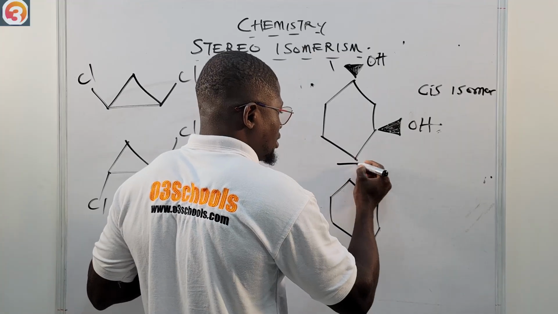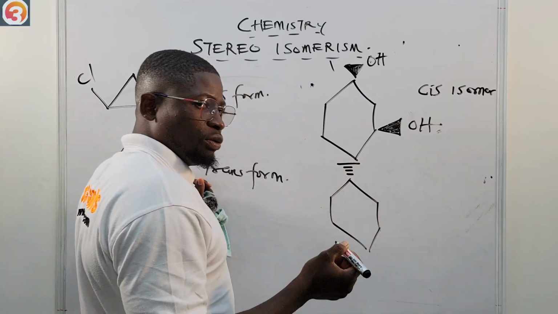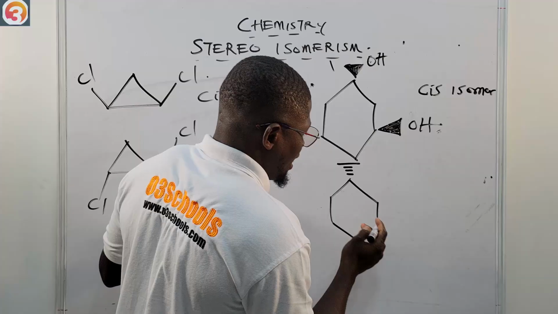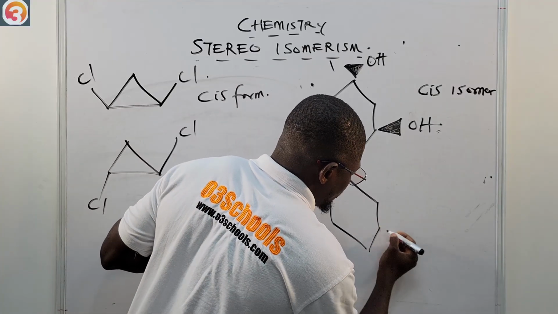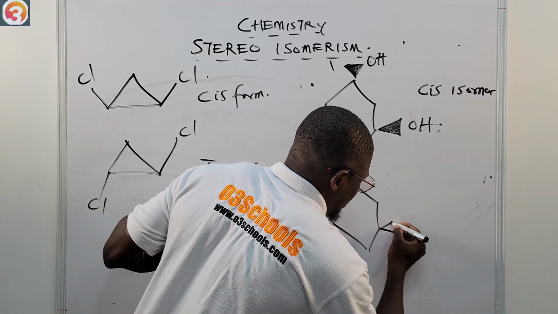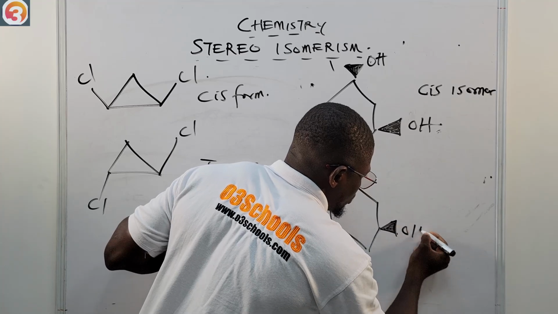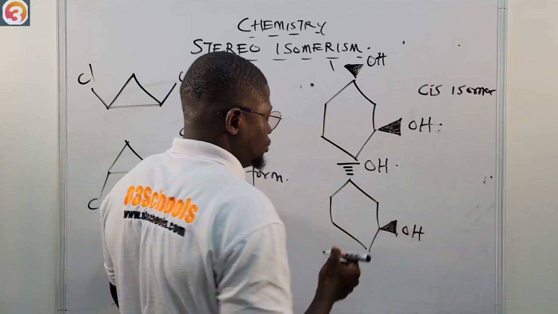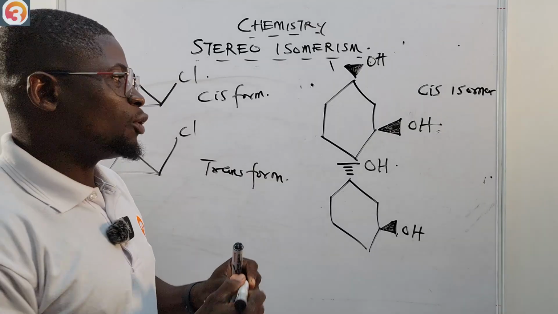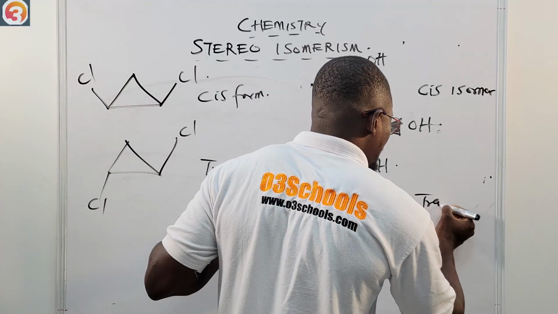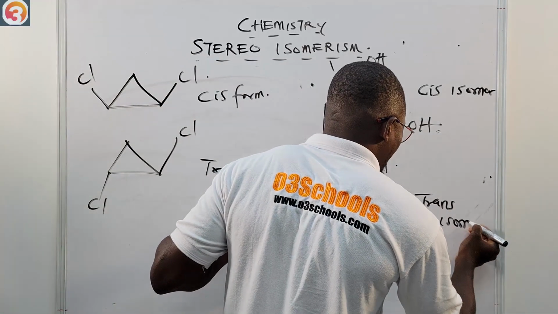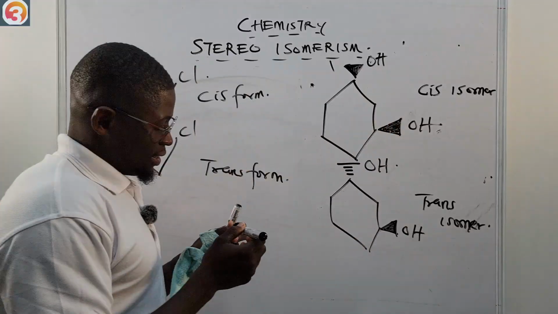Also, you can have something like this. In this case, this one is going into the page and this one is going out of the page, like this. So I have two hydroxyl groups, one going into the page, one going out. So this one is the trans isomer. Please take note of this.